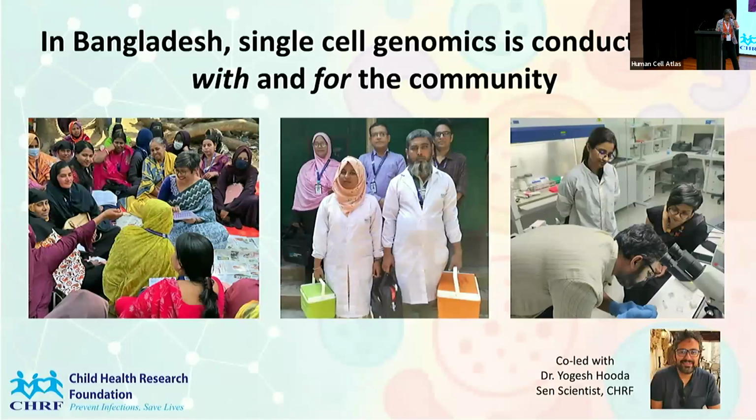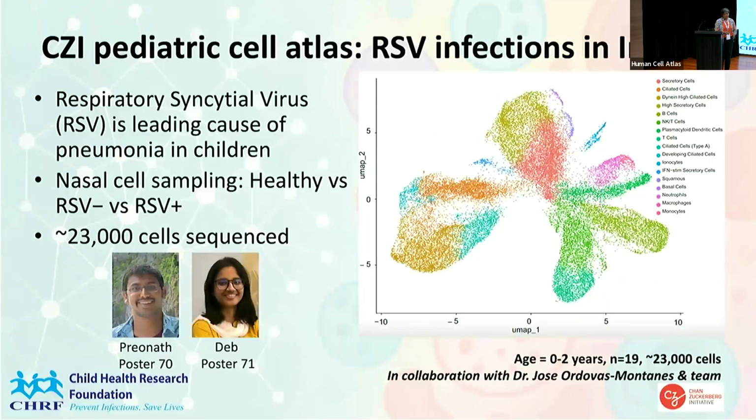The work that I'll be showing you now is co-led by Dr. Yogesh Huda, who is a senior scientist at CHRF, unfortunately not here this time. So one of the projects that we started with is basically contributing to the CZI Pediatric Cell Atlas. And over here, we looked at the impact of respiratory syncytial virus, or RSV, infections in children under the age of 2 years. So RSV causes lower respiratory tract infection, can cause severe infections, and it's most severe in countries like Bangladesh, India, Pakistan, and some parts of Africa.